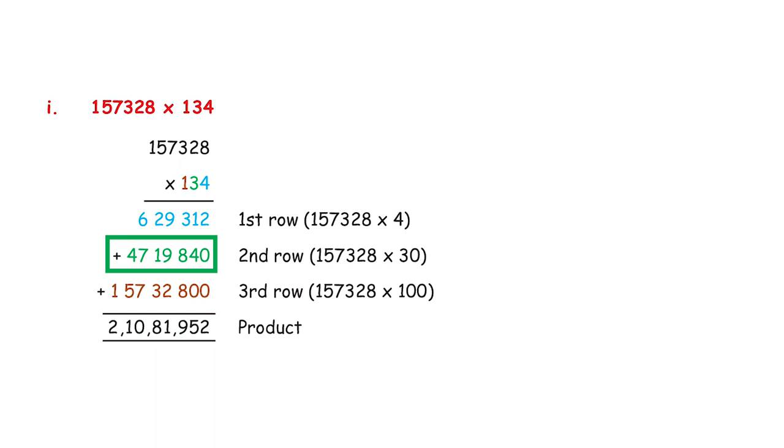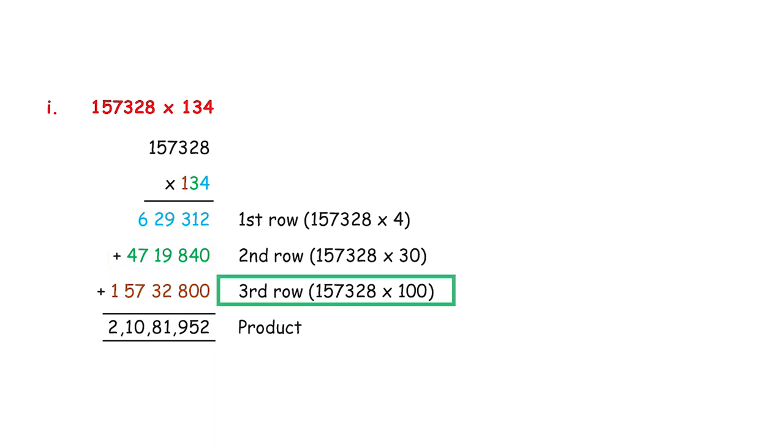That would be 4719,840. The third row would be 157,328 into 100. 1 is in the hundreds place. That's why we are multiplying it with 100. And there you get 157,32800. And just like how you do multiplication of numbers, you just have to add all the 3 rows. Make sure you add the digit corresponding to the same place value.